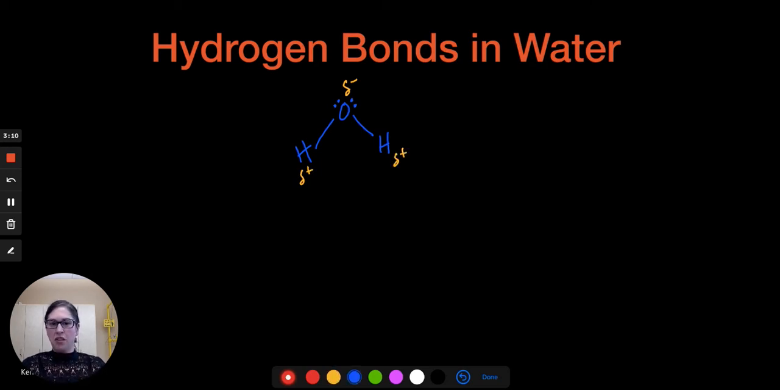Now, if that's just an individual water molecule, not a big deal, but if we have another water molecule that comes in close contact with this, it's also going to have a slightly negative oxygen end and slightly positive hydrogen ends. And what we see is there is an attractive force that's going to happen between the slightly negative and the slightly positive regions. And that is what we call our hydrogen bond, or H bond.